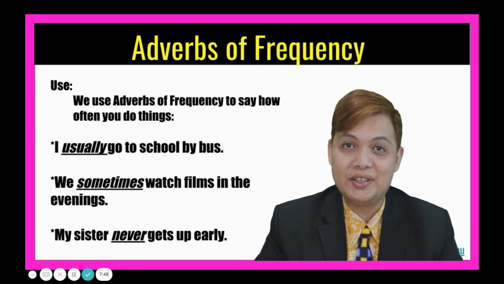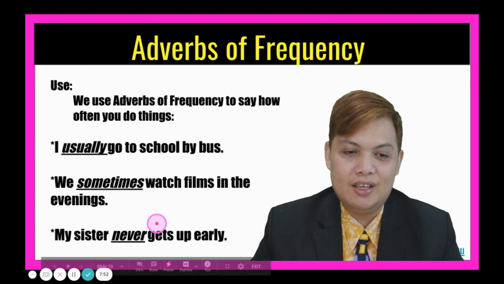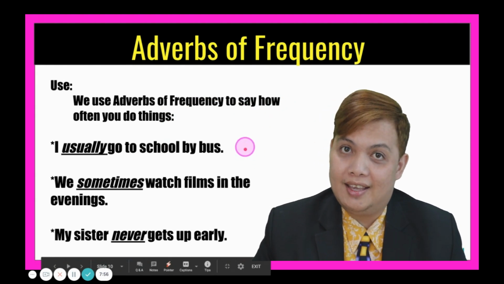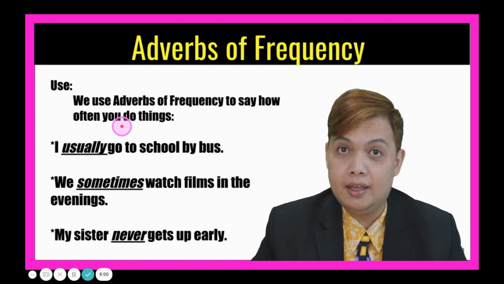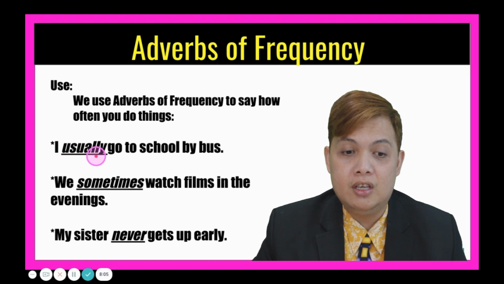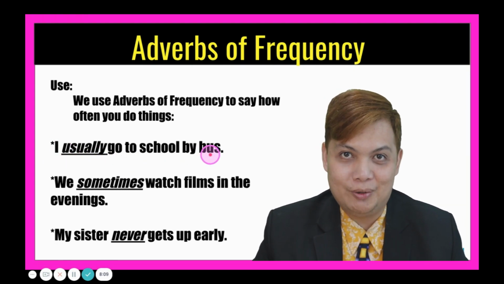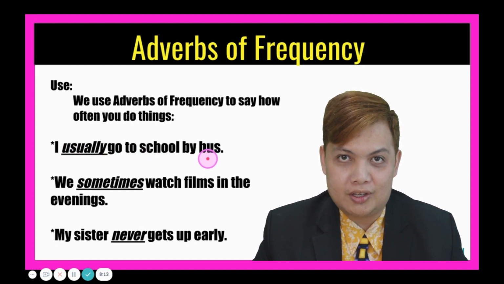Now, let's move on to adverbs of frequency. Adverbs of frequency, we use them to say how often you do things. Again, we use adverbs of frequency to say how often we do things, like the following examples. I usually go to school by bus. Your turn. Please read with me. I usually go to school by bus.